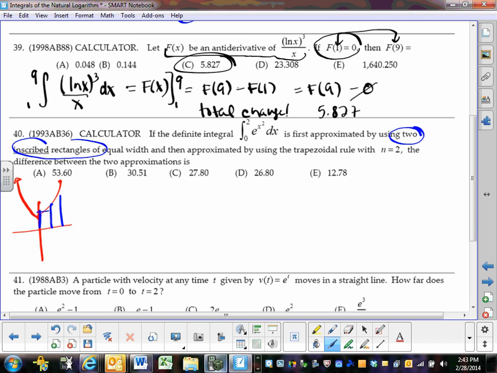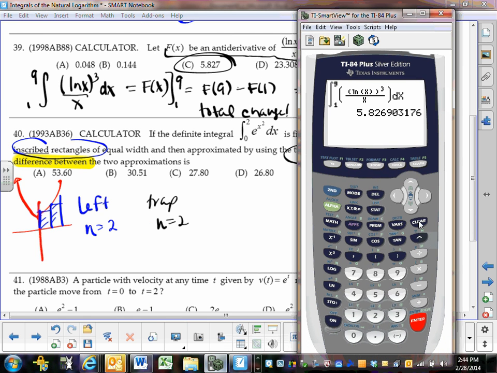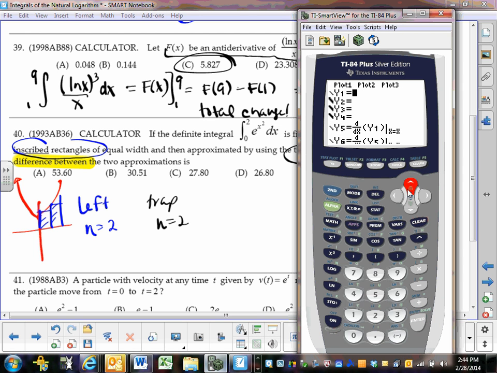Okay. Using my calculator, if big F of x is the antiderivative, I would write that as the antiderivative of natural log of x cubed over x dx equals big F of x. So if I start from 1 and stop at 9, that gives me from 1 to 9. It does not give me F of 9. It does not give me F of 1. It gives me the difference, or the total change.